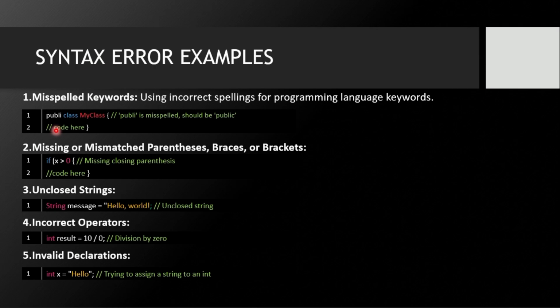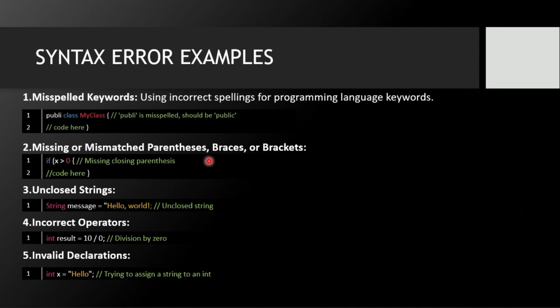So everything that requires small letters has to be in lowercase letters. Anything that requires uppercase letters always has to be in uppercase. And I'm going to keep on repeating this over and over again so that you do not make mistakes. So, if you have misspelled keywords, which is using incorrect spellings for programming language keywords, let's just say "Public" with a capital P, right? It's supposed to be public rather than Public.